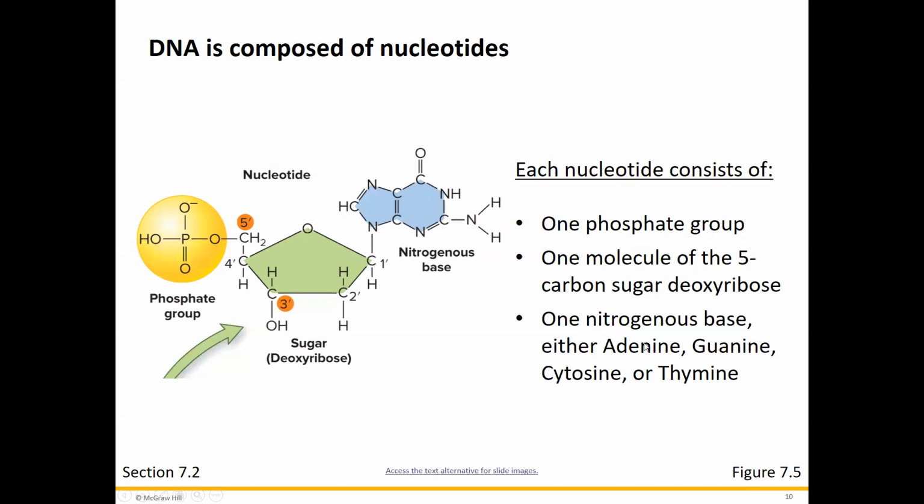So DNA is composed of nucleotides, and each nucleotide consists of a phosphate, a 5-carbon sugar, and a nitrogenous base. There are 4 of them: adenine, guanine, cytosine, and thymine. The sugar is a pentose sugar, meaning there's 5 carbons on it. And the nitrogenous base is the most important part of this molecule. The whole entire nucleotide is named after whatever nitrogenous base is bonded to the sugar. So if it's adenine, the whole nucleotide is named adenine.